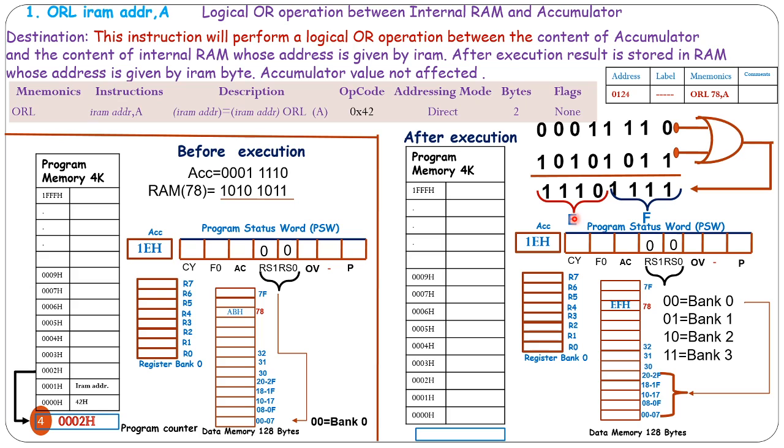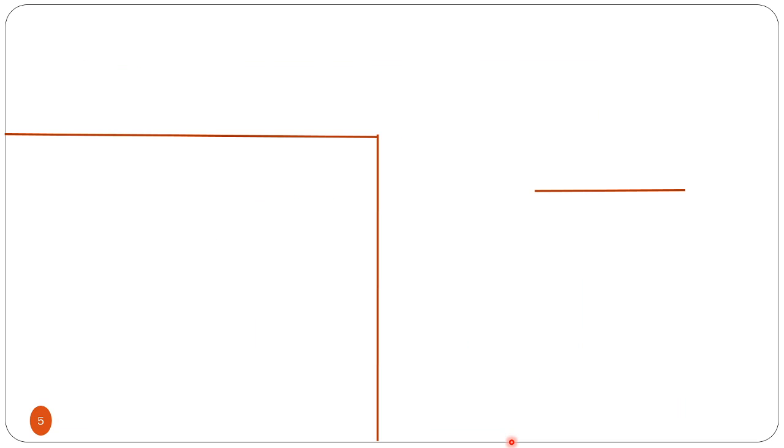EAH is the content, which is stored in random access memory whose address is 78H. So EAH will be stored in random access memory whose address is 78H after execution. The content of the accumulator does not change.